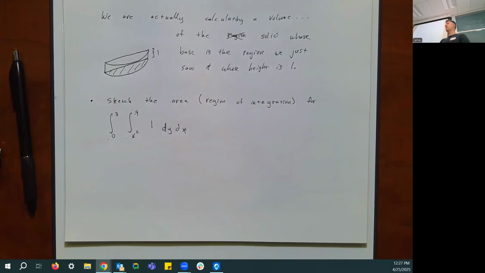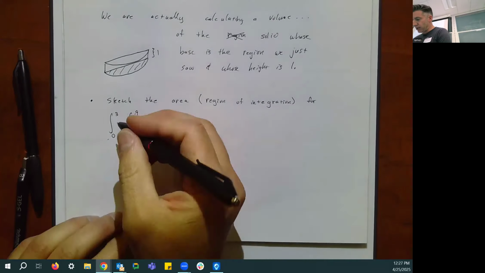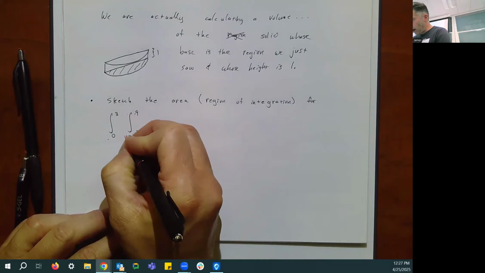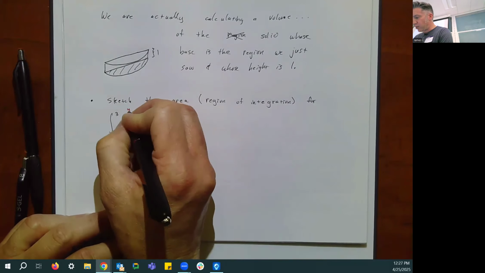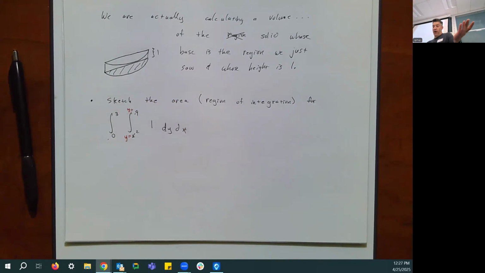If I'm trying to sketch the region based on the double integral, I'm always looking from the inside out, which is also how we're going to integrate this, right? We're always going to integrate from the inside out. So we know that we're looking at graphing y equals x squared to y equals 9 first. So we're just going to graph those two things.